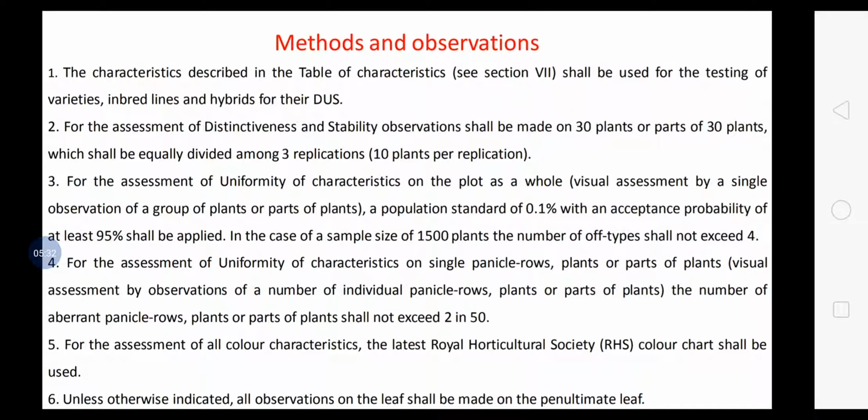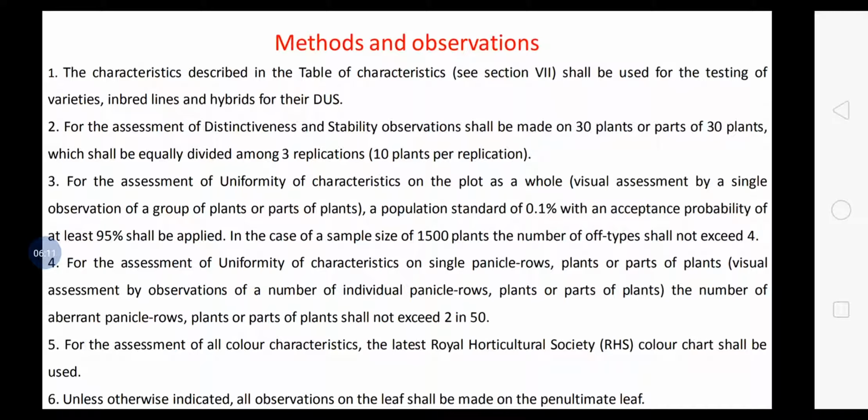The observations taken in rice: for assessment of distinctness and stability, observation shall be made on 30 plants or parts of 30 plants, which shall be equally divided among 3 replications, that is 10 plants per replication. For the assessment of uniformity of characteristics on the plot as a whole, that is visual assessment by a single observation of a group of plants or parts of plants, population standard of 0.1% with the acceptance probability of at least 95% shall be applied.